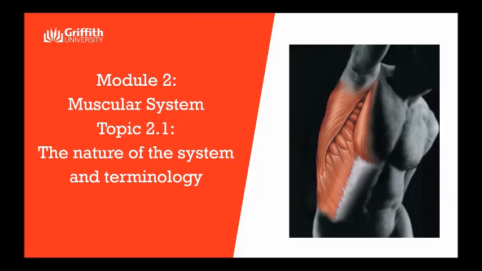Open your workbook to Module 2, Topic 2.1, and try to answer some of the questions that relate to the content covered during this mini-lecture.